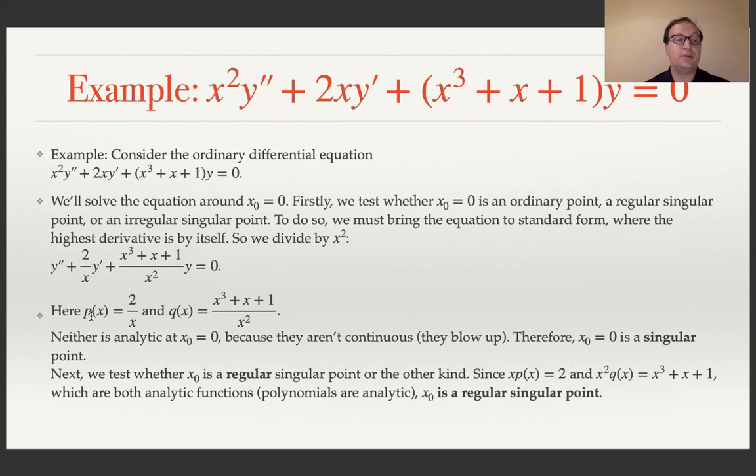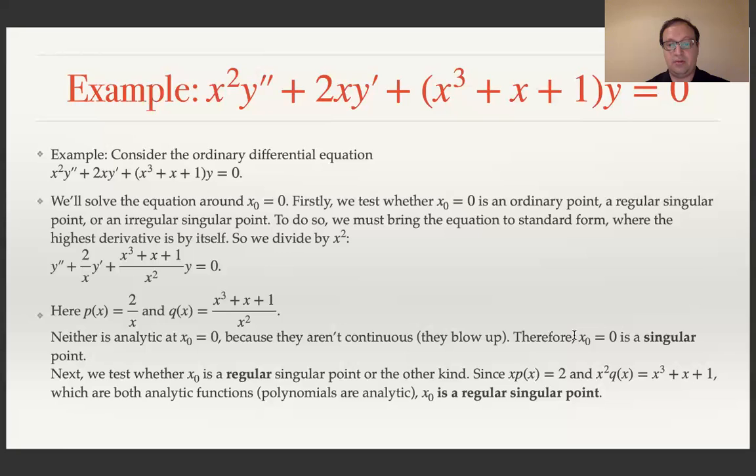So we divided by x squared, and then we got y double prime by itself. So now the coefficient of y prime is 2 over x, and the coefficient of y is (x cubed plus x plus 1) over x squared. Unfortunately, these functions are not continuous at 0, therefore they cannot be analytic. So this means that 0 is not an ordinary point, and we cannot solve this equation by power series for an initial condition starting at x equals 0.